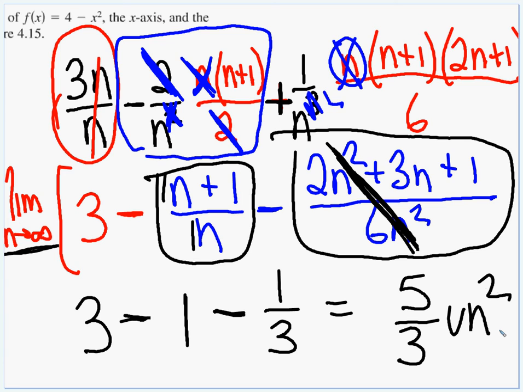Oh, there we go with only one minor mistake on my part. I forgot to distribute that negative, but it is not the end of the world. We got the exact area under that curve. We are almost done.